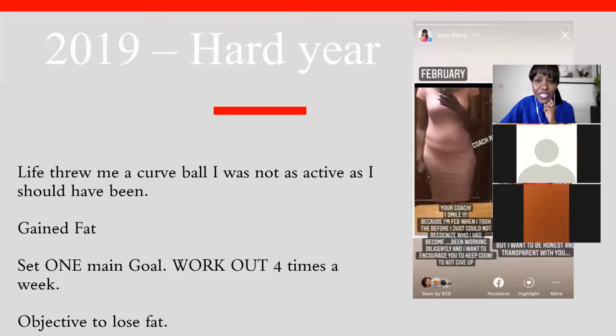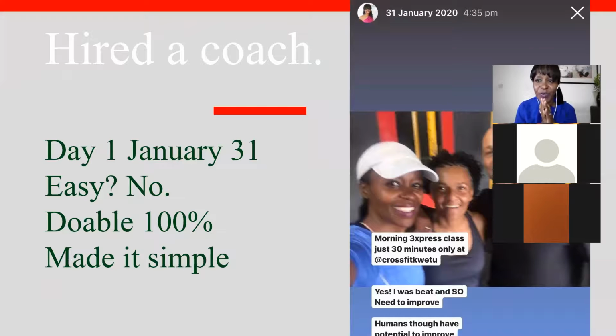And so exactly what did I do? I actually hired a coach. And this is a picture of me on Instagram with my coach, Nate. At CrossFit Kwetu, that's actually where I work out. And so this was my day 1 of going to work out. Was it easy? No. It was hard. Someone who is fit, someone who exercises, someone who is a fitness trainer.